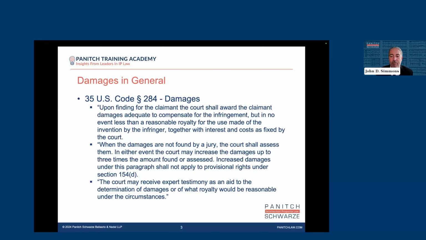If damages are not found by a jury, a court can still award them. The court can also hear from an expert to aid in the determination of damages, which we will talk about at the end of the session. Calculating patent damages is very complicated.